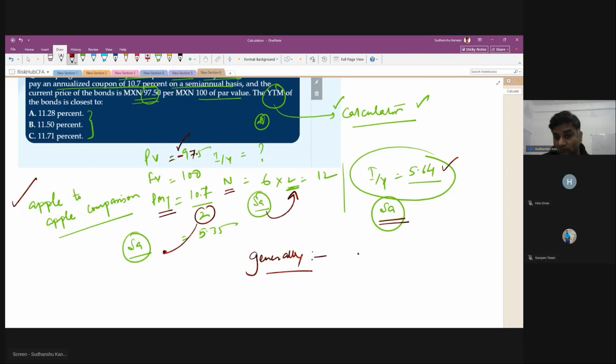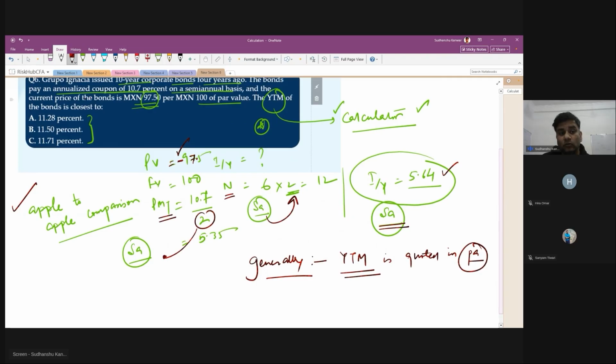So the YTM, generally, whether you are giving CFA, FRM, any exam, YTM is quoted on a per annum basis, right? Even though it is not written here, nowhere it is written here, the YTM of the bond is closest to 11.2, 11.5, 11.71. But it is the convention. YTM is quoted per annum. This is a convention. Convention means this is the rule which the finance people follow.